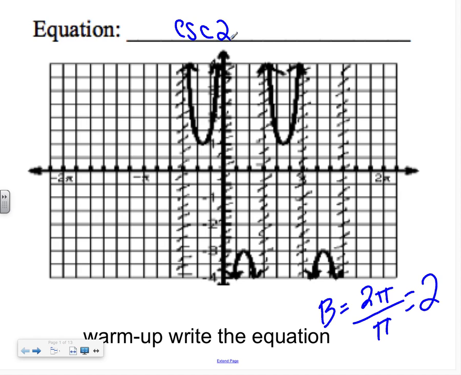We talked about it earlier about it being flipped because it's starting out negative here rather than positive. So one way to look at it is a reflection. Normally it goes up first, so I'll put a negative there.